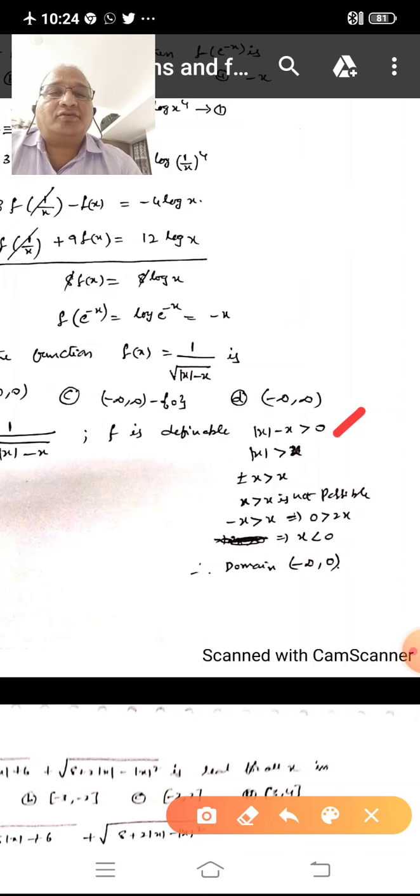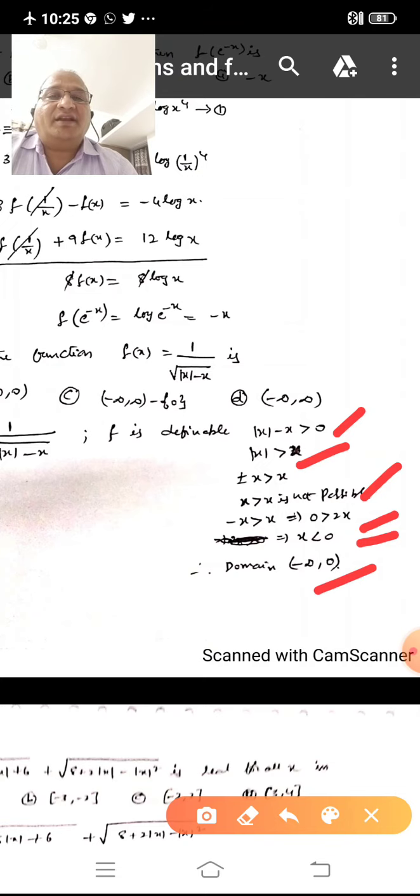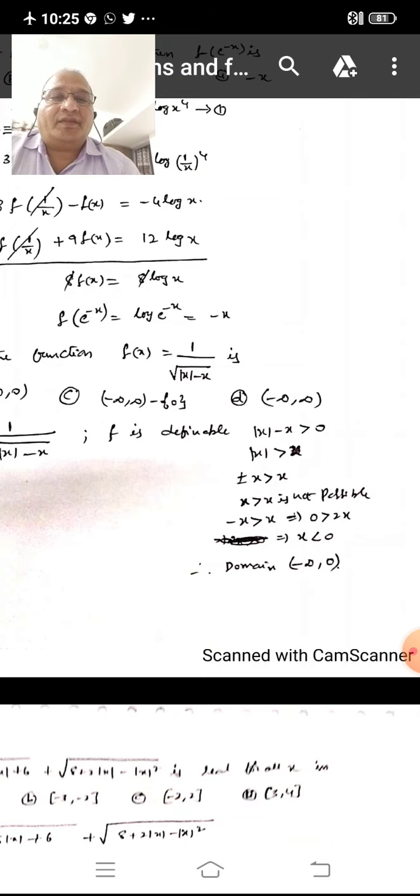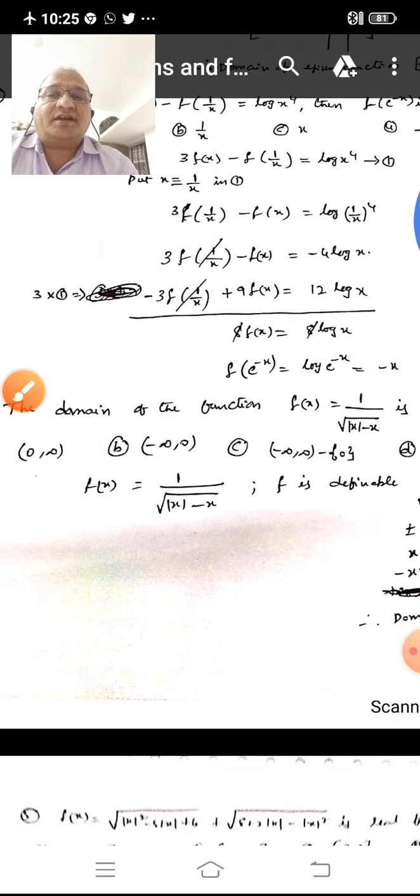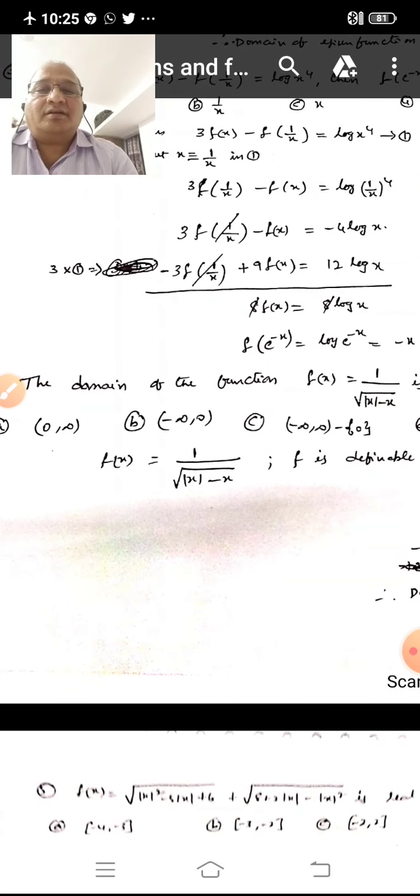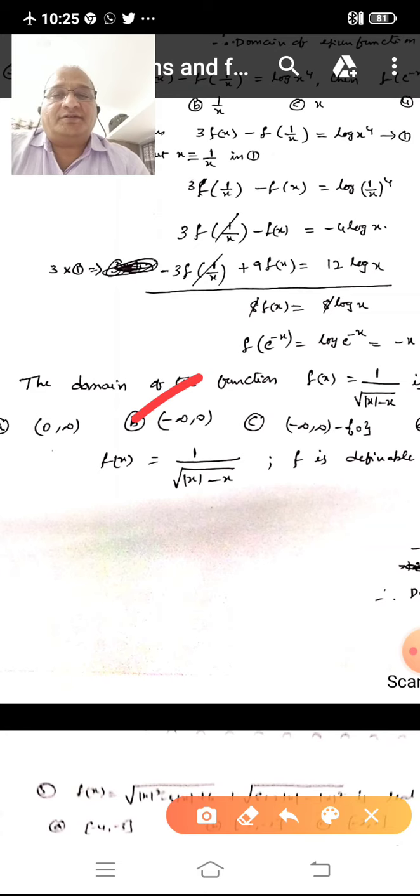When you bring x to the right side, mod x is greater than x. Now mod x we can write as plus or minus x. X greater than x is not possible, so definitely minus x is the other one I took. So when you bring x to the right side, 0 greater than 2x, that we can write as 2x less than 0. Hence x is less than 0. X less than 0 means the domain is minus infinity comma 0. Hence, which is the right option? The second one is the right option.